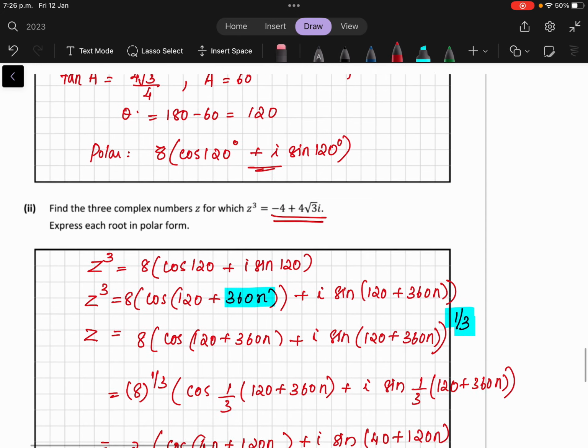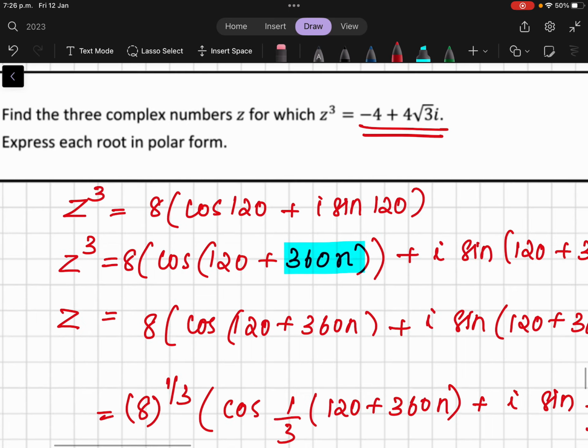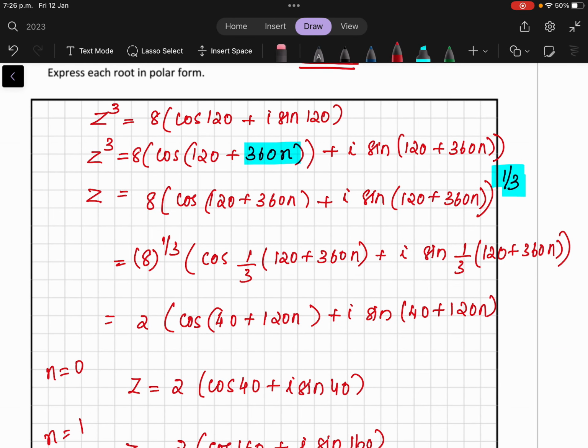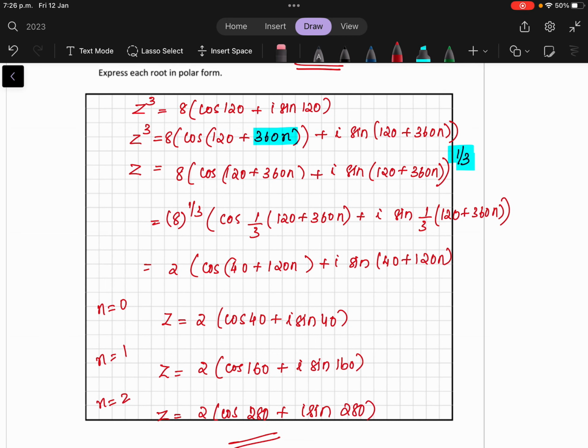Remember, whenever you get a question like this to find the three complex numbers for z, just follow this method, only the numbers will be different. First you add 360n, then you put 1 over 3, then simplify that and then put n equal to 0, n equal to 1, n equal to 2. So do a couple of questions and you will be able to do it during the exams. Please try out this question, take a sample question from the textbook and try it, and you will be able to do it.